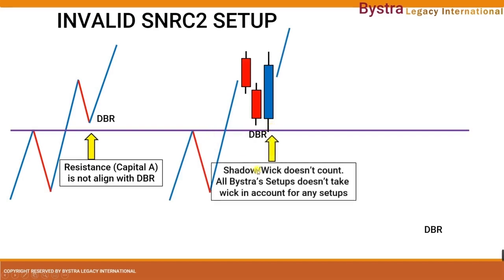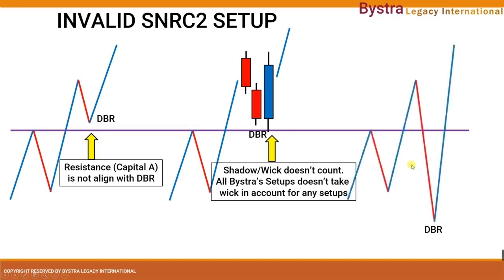Now remember guys, in all the Bystra setups, we do not take shadow or the wick as any setup at all. Okay, never take the wick or the shadow into account for any Bystra setup. Okay guys, so even though the shadow touches here, no, it doesn't count. It must always be the body of the candlestick. In this case, the resistance A is not aligned with the entry point, which is the drop base rally.